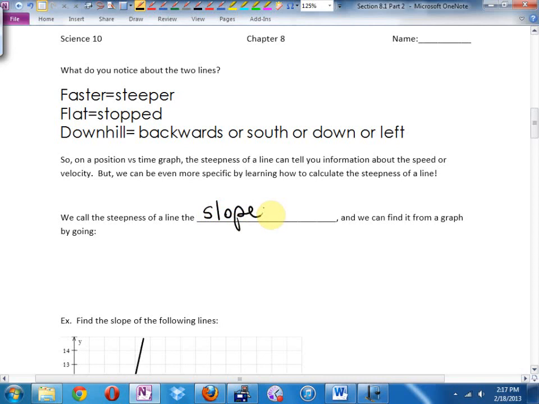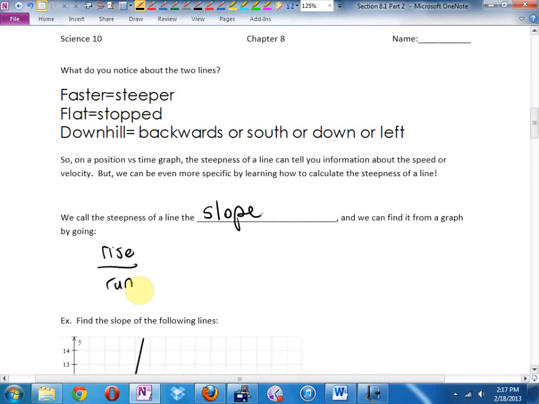And we can find it from a graph by going, do you remember, Darian? How can we find the slope? Slope is what over what? Rise over run. Keeping in mind a couple of things. Downhill is negative. Uphill is positive. Flat is 0. You can go rise over run, but if it's flat, clue in, it's 0.